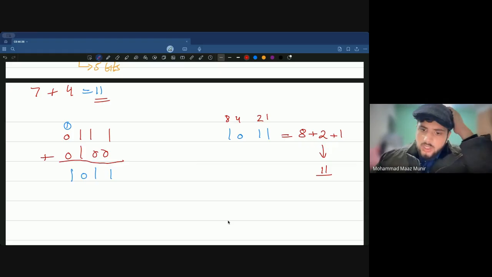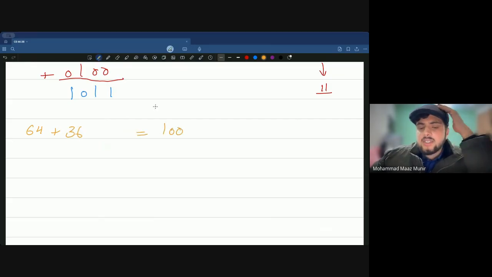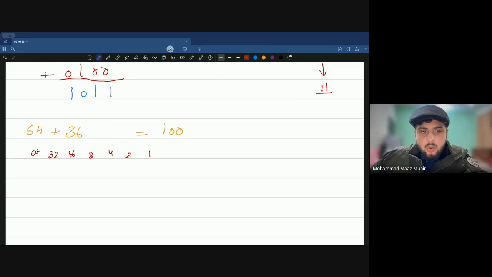Let's do one other question of an 8-bit binary value. Let's say I have a number, 64, and I add 36 to it. So 64 plus 36 is basically 100, right? So the answer at the end should be 100. Let's write the binary of 64 first: 1, 2, 4, 8, 16, 32, 64, 128. So the binary of 64 is going to be 0, 1, 0, 0, 0, 0, 0, and let's make it 8 bits, so this is going to be 1, and this would be 0.